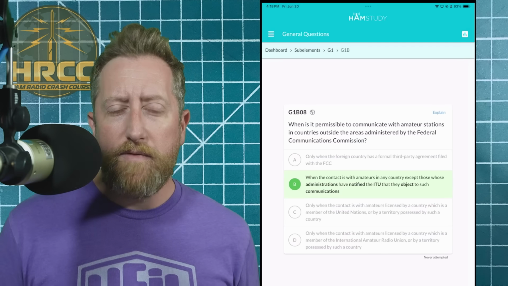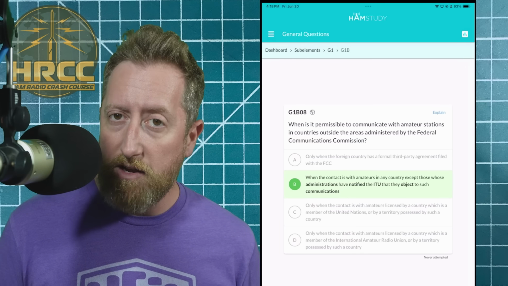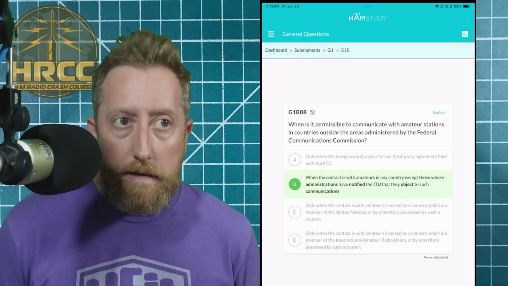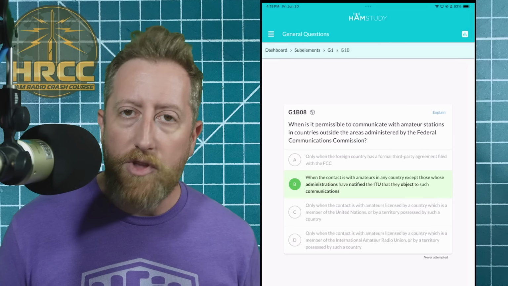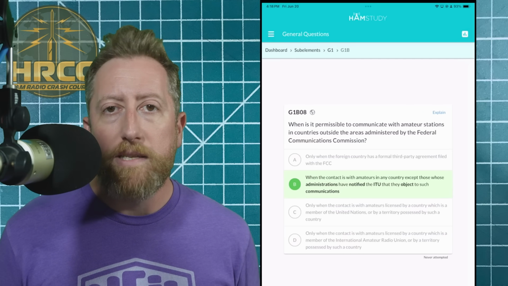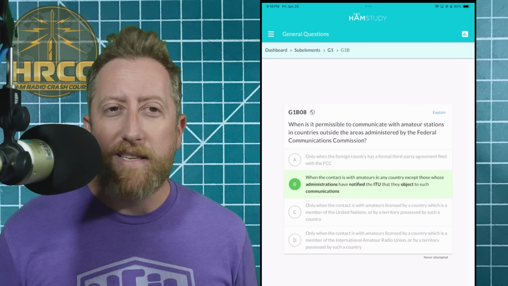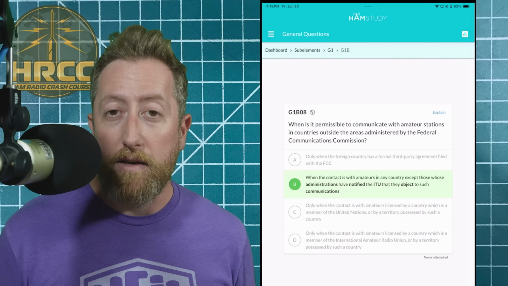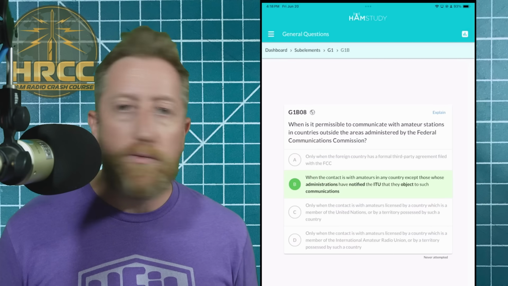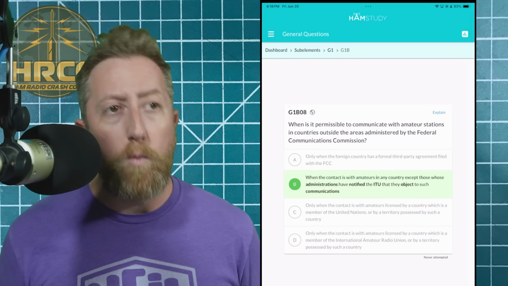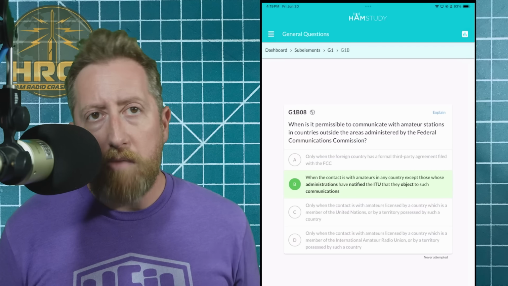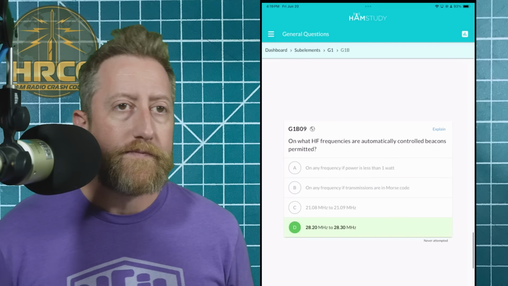This is more about the governance of the people within that country. The country that's saying thou shalt not let their citizens transmit out of their country is basically saying to the ITU, the International Telecommunication Union, that they do not want them on the air, and that we, amateurs, should abide by that and not communicate with them.